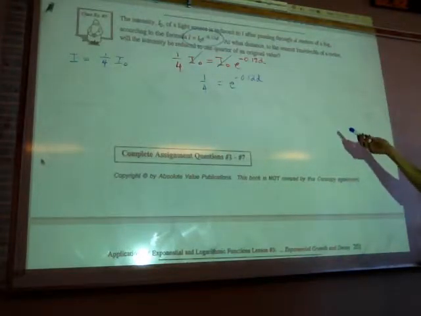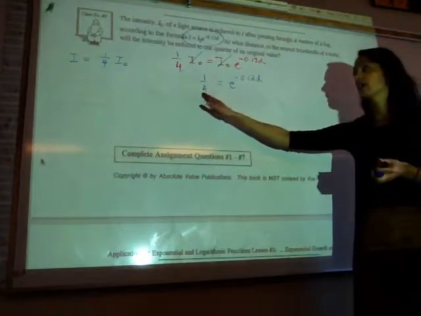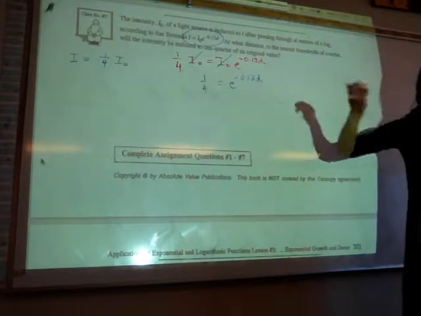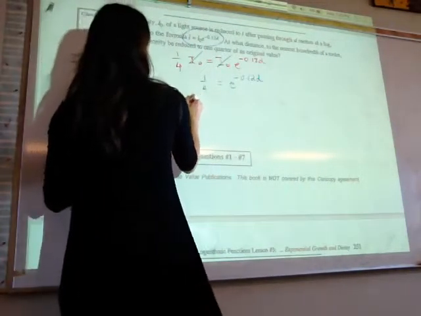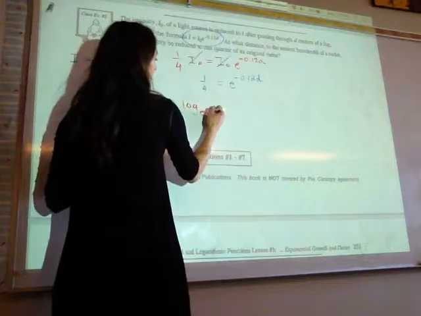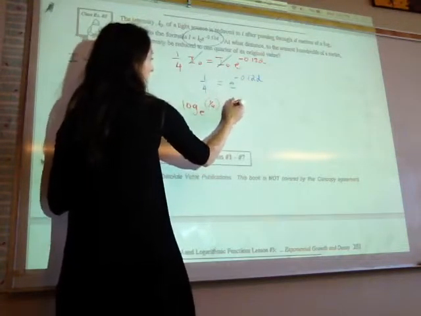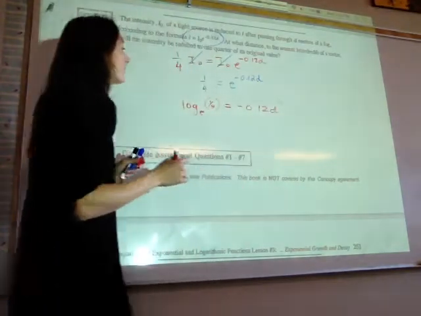So let's just go with what we know. We know logarithms, right? There's no way we're going to get 1/4 to be the same as base e. So we're going to put this into logarithmic form, which you guys already know how to do. Okay, so we're going to go log base e of our argument 1/4. That's going to be equal to negative 0.12d.